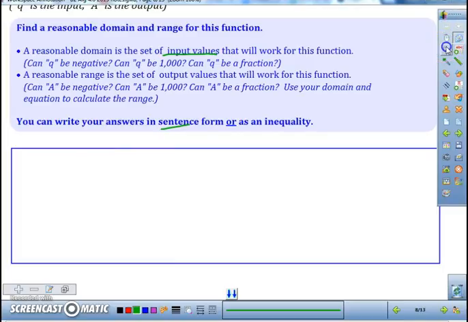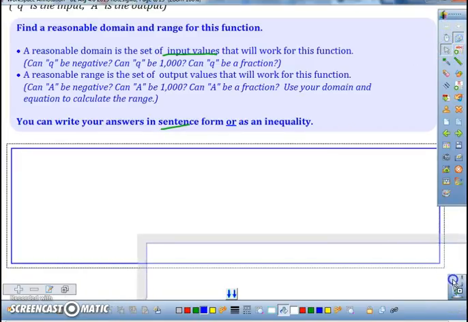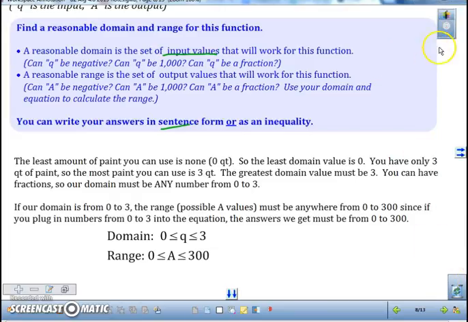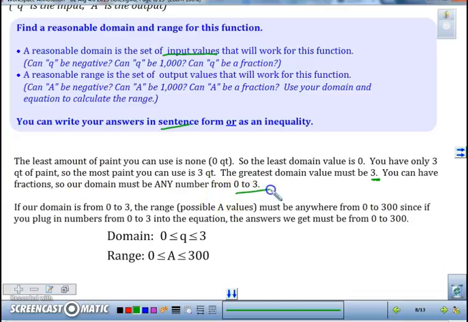So I'm going to show you this, and I know you're definitely going to want to pause the video so that you can read through this. And this is what you want to write down as you are looking at it. So you definitely want to write this down, but take the time to pause the video and read through this, please. You can use at least 0 quarts. The least value is 0, and you have only 3 quarts, so you can use up to 3. The greatest domain must be 3. You can have fractions or decimals, so it can be any number between 0 and 3.